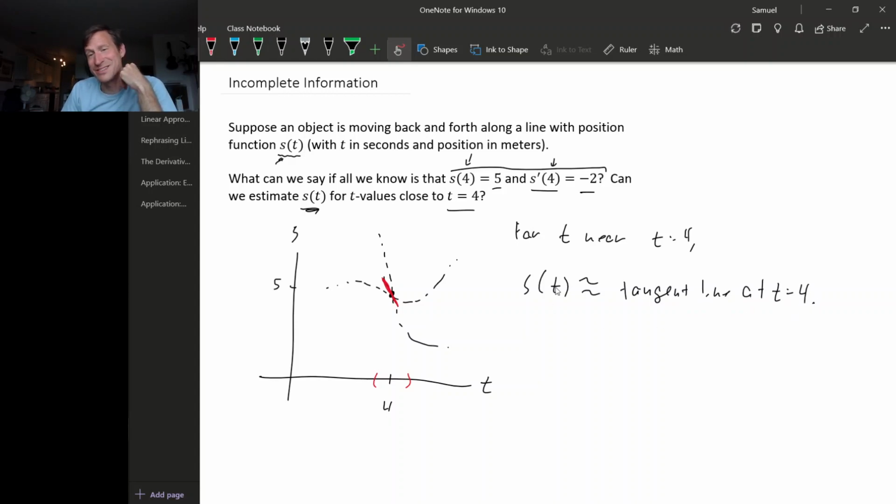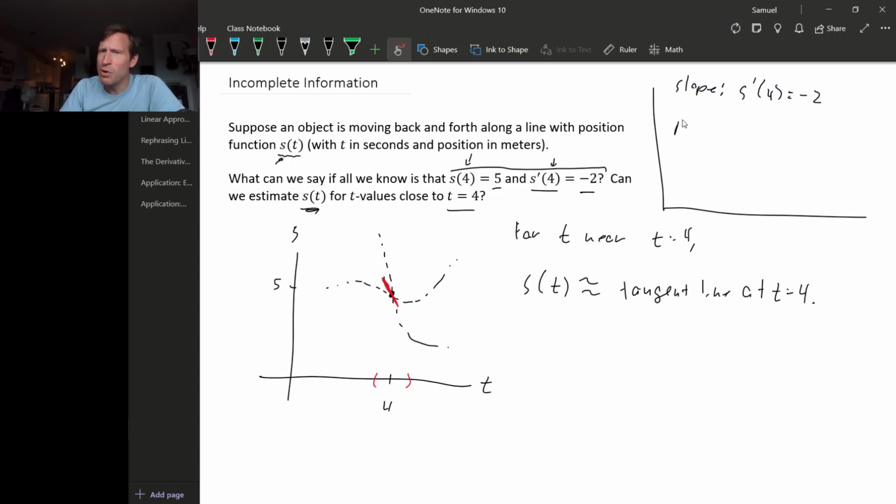So, well, what is the tangent line at 4? Let's come up with an equation for the tangent line at 4. We know the slope of the tangent line at 4. That's just the derivative of the function at 4, and that one is one of the things we know. Also, we know a point on the tangent line because we know that s of 4 is 5. And that means that the point (4, 5) is on this tangent line.